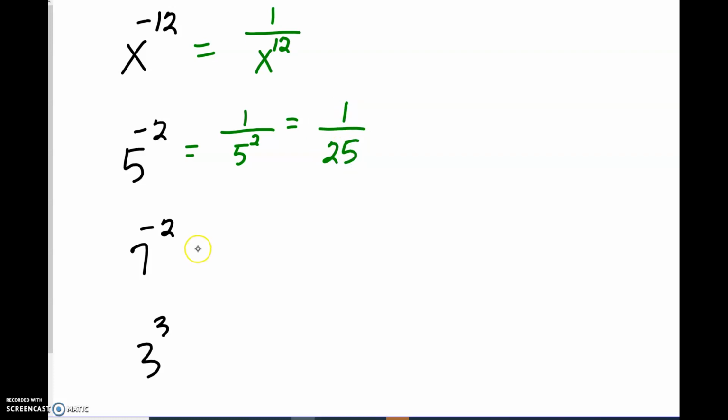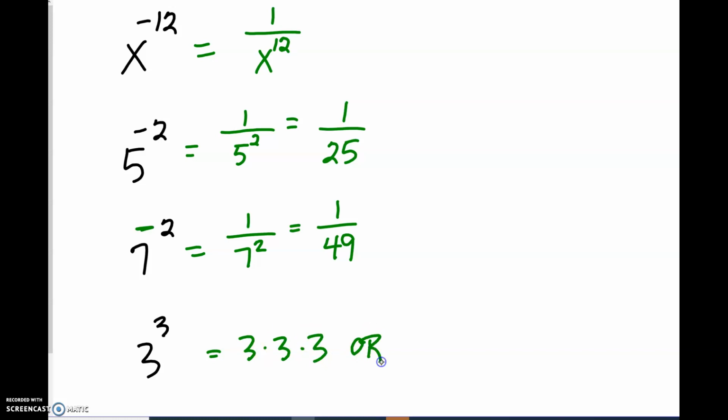7 to the negative second. Negative exponent is what we see here that we don't like. So we're going to write this as 1 over 7 to the second. And that is just 1 over 49. 3 to the third, no negative exponents. So remember, that's 3 times 3 times 3. Or some of you are just going to grab your calculators and hit 3 caret 3. And this answer comes out to be 27.